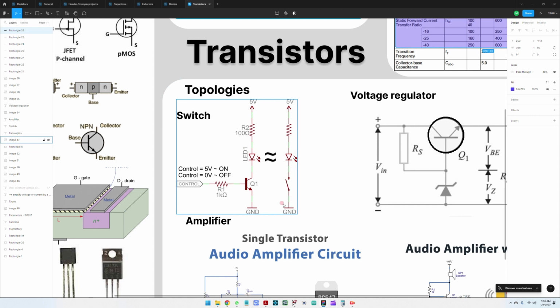And here is the equivalent circuit. The equivalent circuit is this transistor transformed into a switch, which is driven by the voltage that we're giving here.